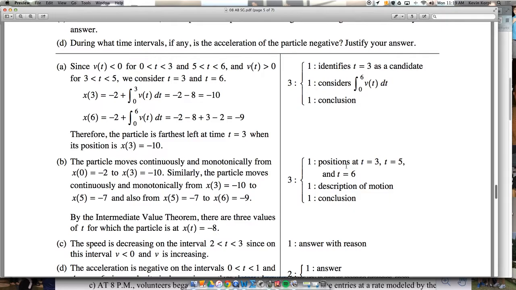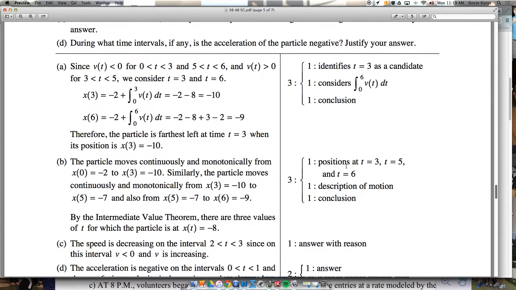And then here's that description of motion that I talked about. You could have just said, here it was, then here it was, then here it was. It was continuously and strictly moving to the left, then strictly moving to the right. And then by the IVT, you wouldn't really need to say that. As long as you said it was continuous, you're kind of using the IVT without stating it. It's nice to throw the name in there, but you don't get bonus points.